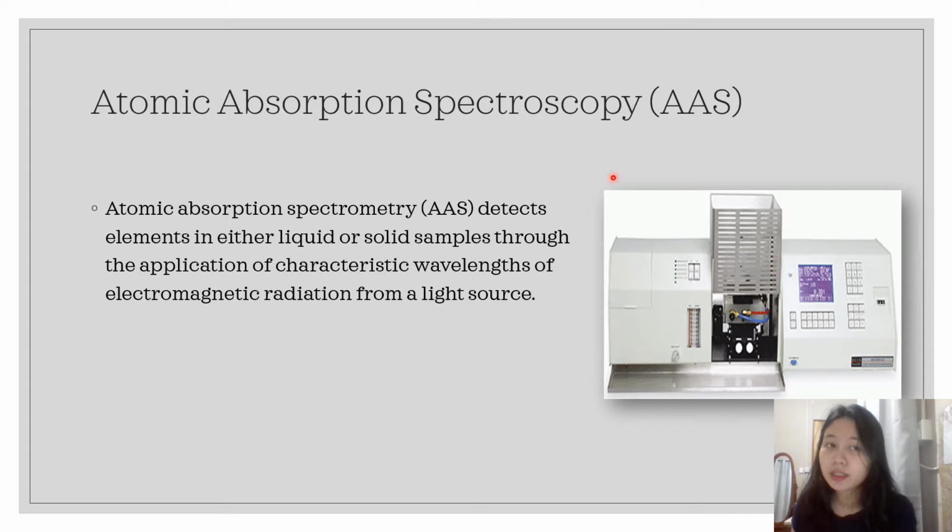Okay, so this is what atomic absorption spectroscopy looks like. Atomic absorption spectrometry detects elements in either liquid or solid samples. For example, a miner wants to find out what elements are contained in a rock. So they need to find out what elements are there in a rock to know whether they can proceed with the mining or not. So this is basically what AAS does.